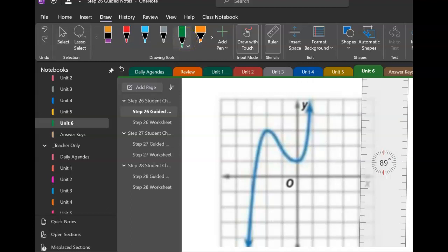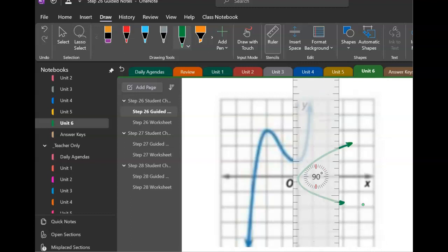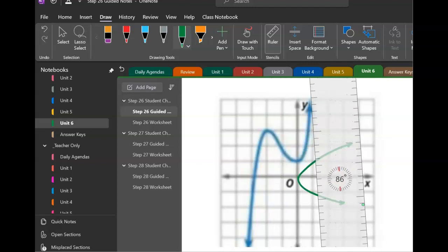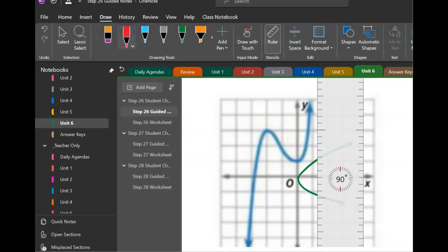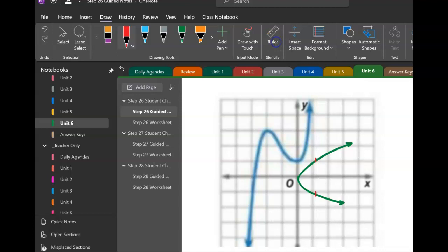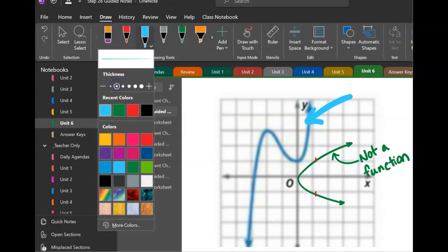Let me give you an example of something that would not be a function. If I draw something that looks like this. Now when I try to pass my ruler across the graph, do you see how it hits the graph at 2 locations? It hits it here and here. That means it's not a function. It's a relation, but it is not a function. On the flip side, this blue one is a function.